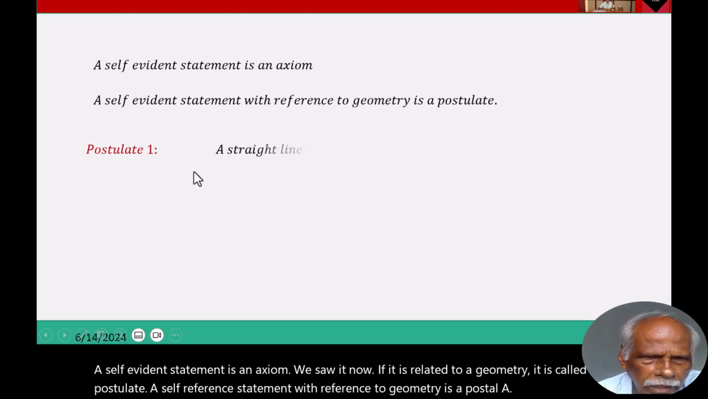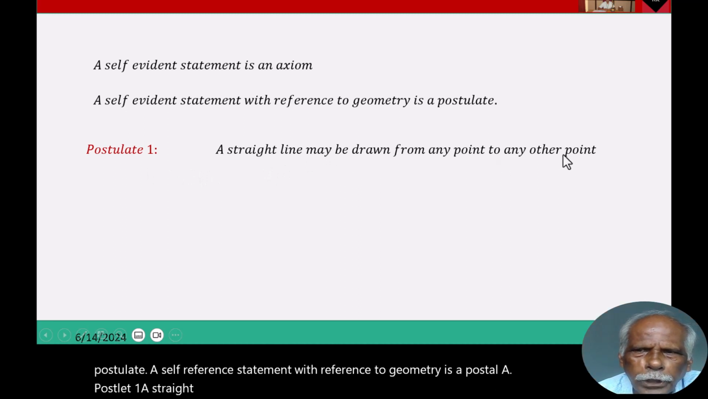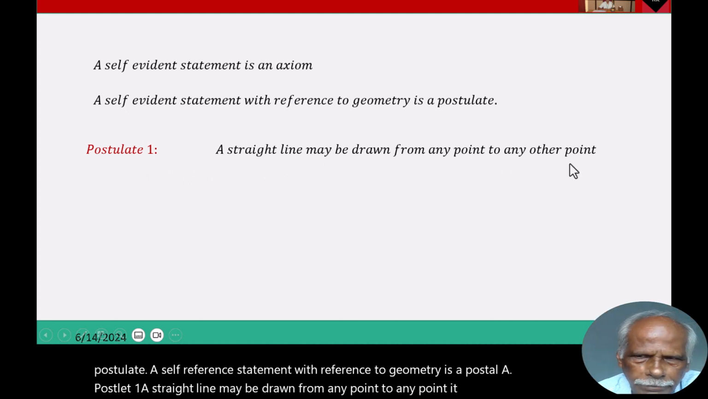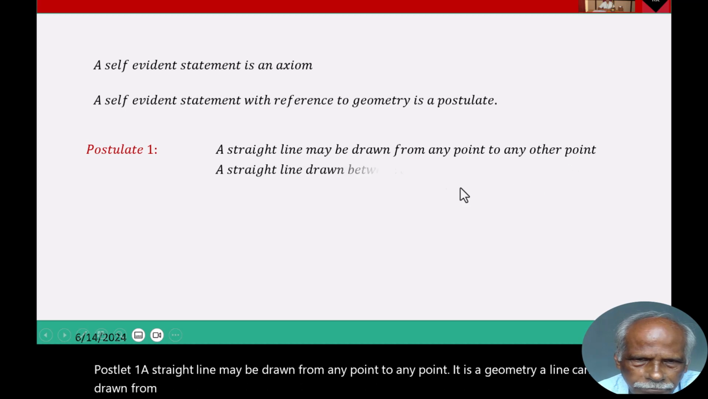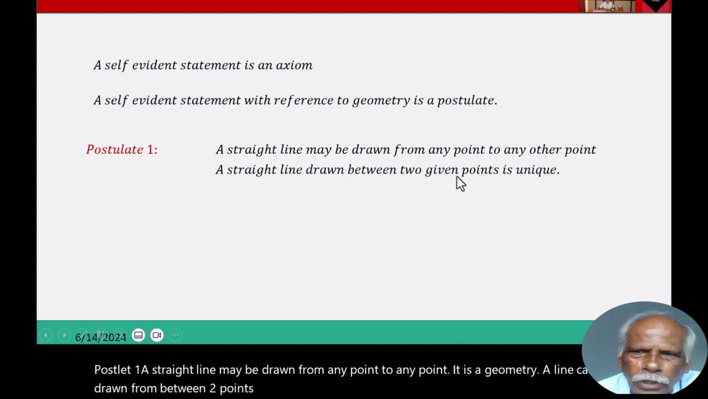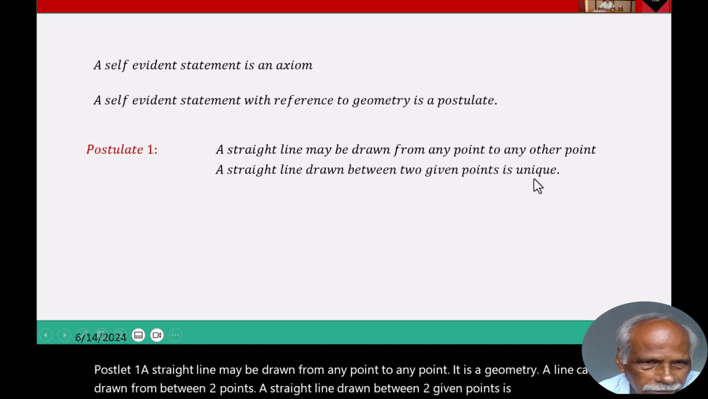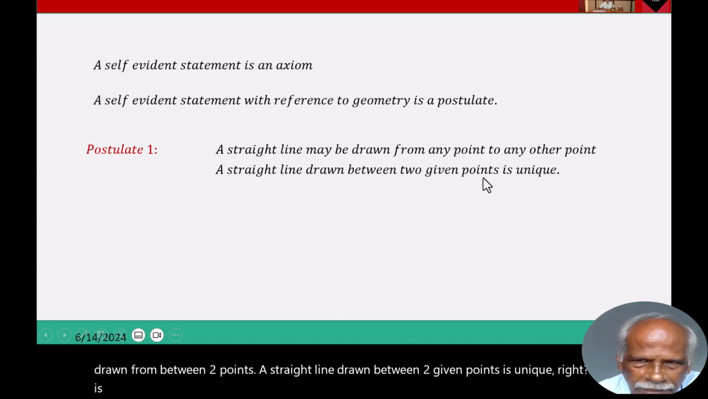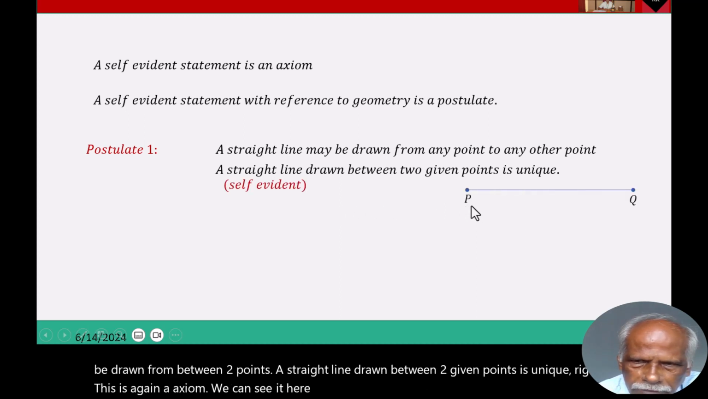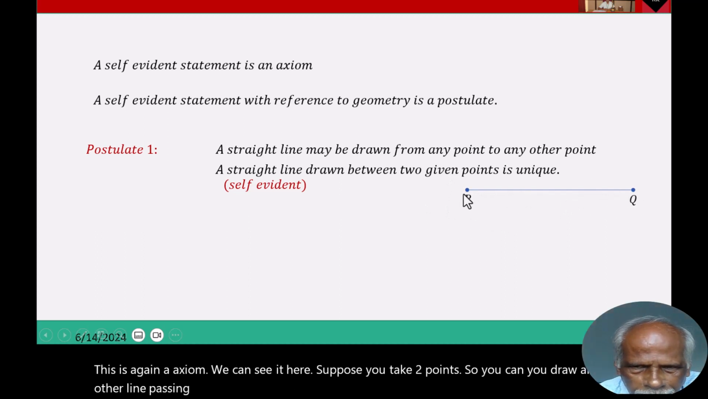Postulate 1. A straight line may be drawn from any point to any point. It's geometry. A line can be drawn between 2 points. A straight line drawn between 2 given points is unique. Right? This is again an axiom. We can see it here. Suppose you take 2 points. Can you draw any other line passing through Q? You try it, you can't draw it, right?